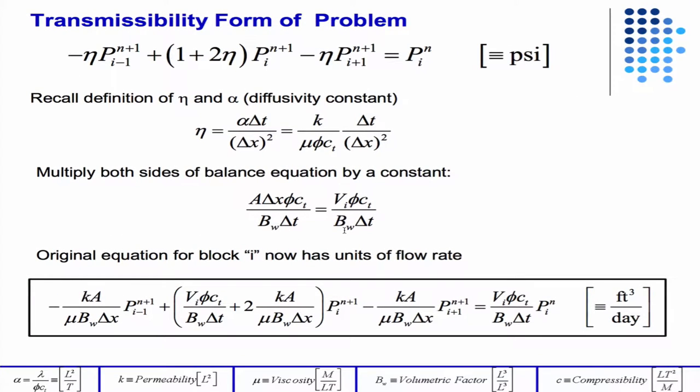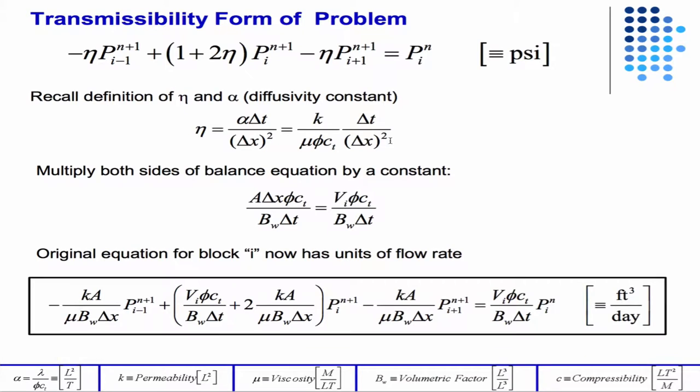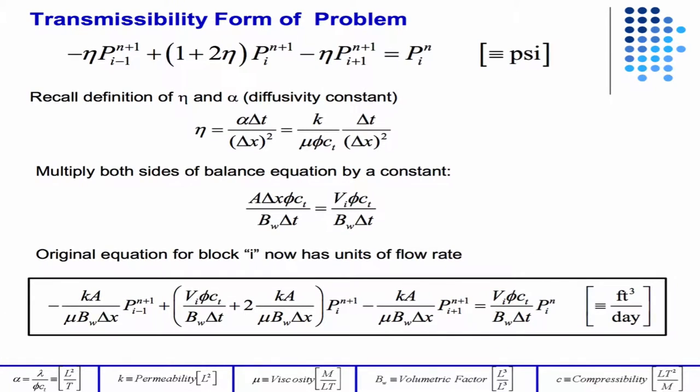So let's review what we did today here, plus we'll show the error associated with the Crank-Nicholson method, right? So again, the first equation up there is where we stopped last time. And then we want to convert that into an equation that has units of flow rate. And so we just multiply by this constant, rearrange, get the equation on the bottom.